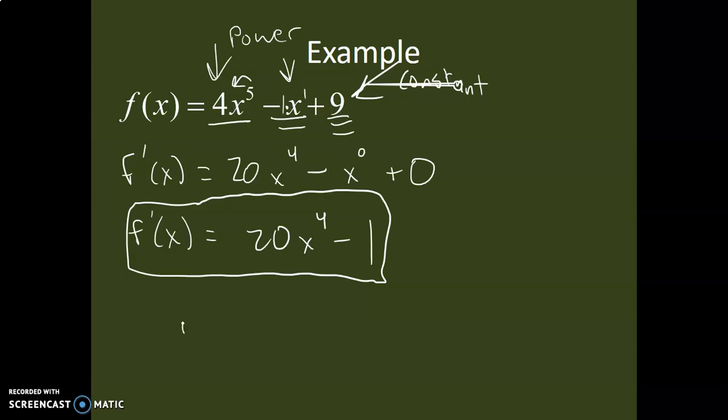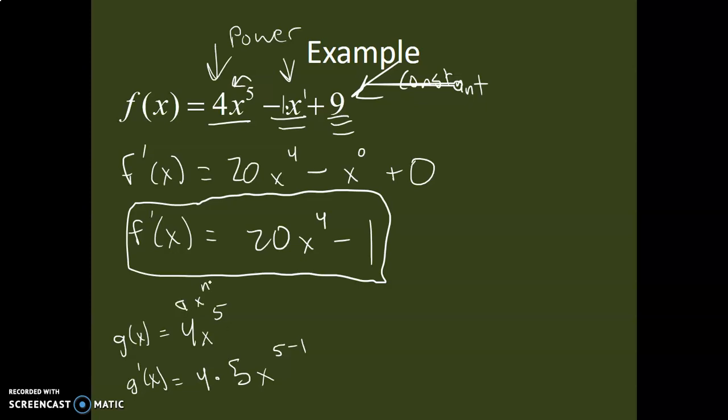So on the first one, where I started with 4x to the fifth, let's call that g of x, my derivative would have been 4 times 5 times x to the 5 minus 1. So this is my a x to the n. Here's my a n x to the n minus 1. So for those of you guys that like to see every single step, this is how I went from 4x to the fifth to 20x to the fourth. You do not need to show these steps, but that's what was happening.